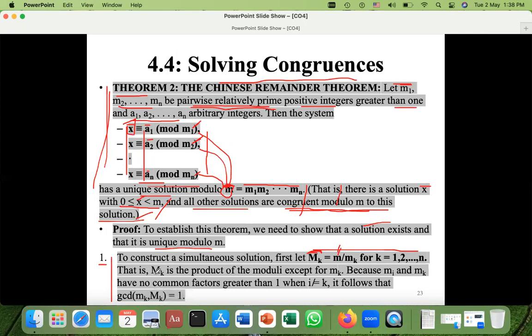And this MK is the product of the moduli. I know that. I will give you that understanding with the evidence. Maybe you will not understand that now, but when I am explaining the example, at that time I will give you the understanding. But keep in mind that you have to divide that, and you will get capital M1, capital M2, capital M3, and so on.